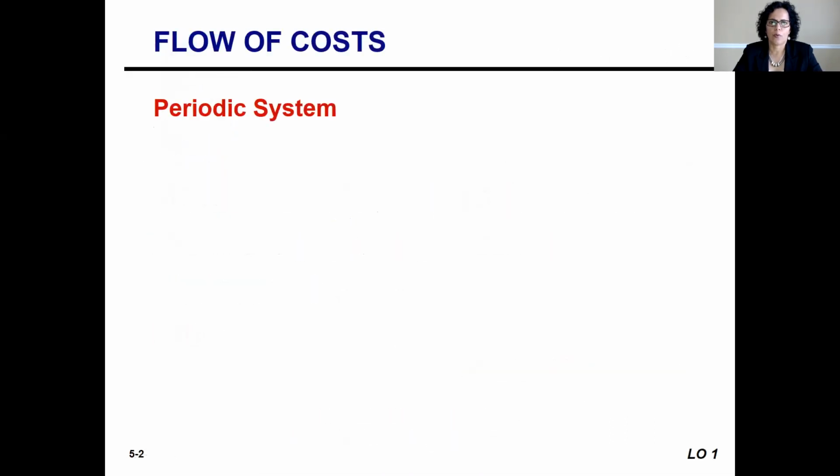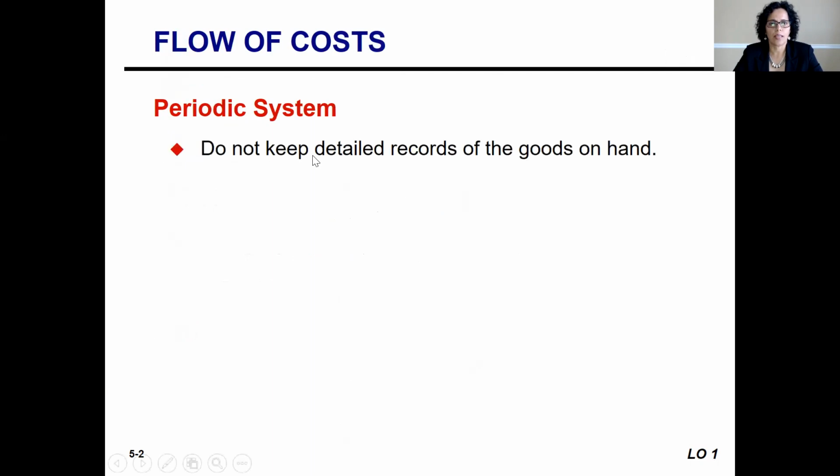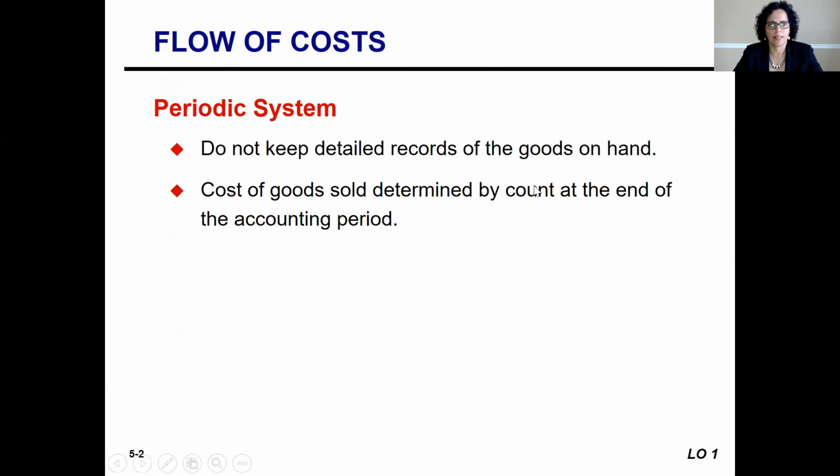So the cost flow we're looking at over here is how I record the inventory as it comes in and goes out of the business. As the word suggests, I'm going to be doing that periodically in terms of the cost of goods sold account being updated. So I do not keep detailed records of goods on hand. Cost of goods sold is going to be determined by account at the end of the accounting period. So end of the month, end of the quarter, end of the year, just before preparing financial statements.